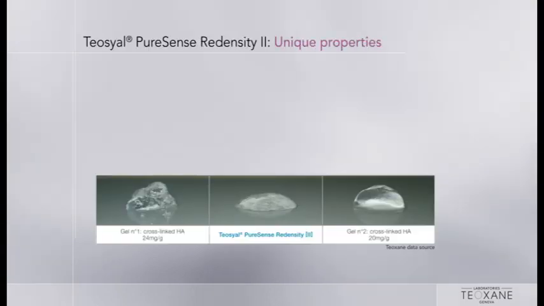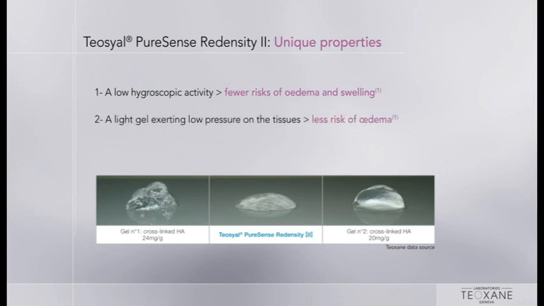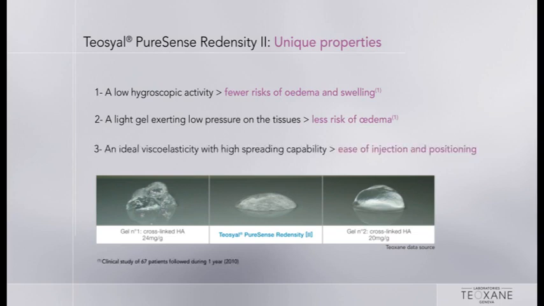Redensity 2 is a different gel, suitable for the correction of R circles, thanks to unique properties: a low hygroscopic activity, allowing fewer risks of edema and swelling; a light gel exerting low pressure on the tissues to obtain less risk of edema; a needle viscoelasticity with high spreading capability, maximizing the ease of injection and positioning of the product.